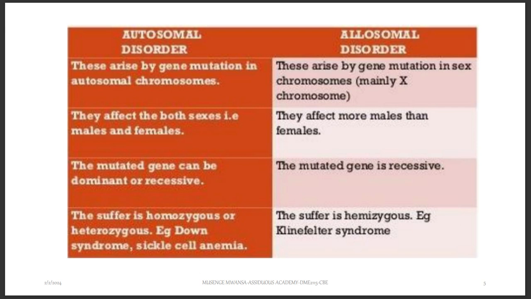With autosomal disorders, the one who is suffering is homozygous or heterozygous. Meaning for things like Down syndrome or sickle cell anemia, you can be either homozygous for the condition or heterozygous. Now for allosomal disorders, the one who is suffering is going to be hemizygous, for example in Klinefelter syndrome.